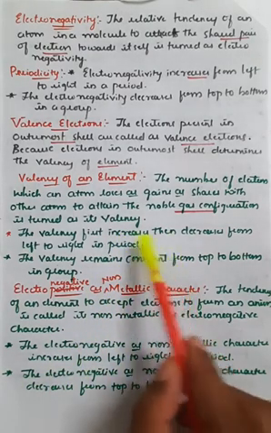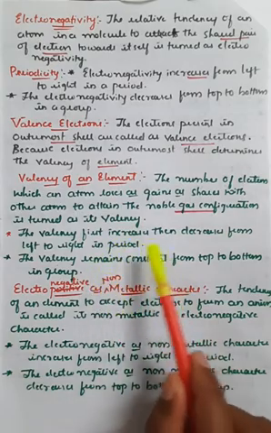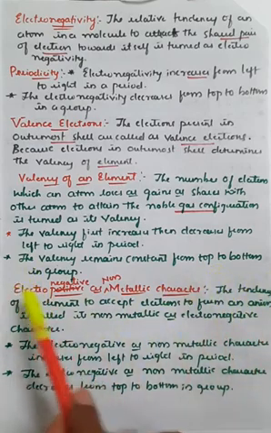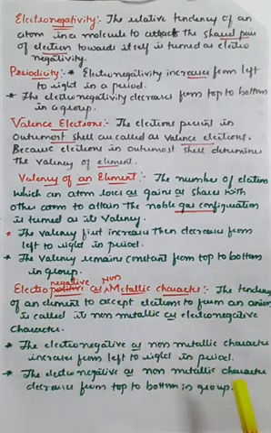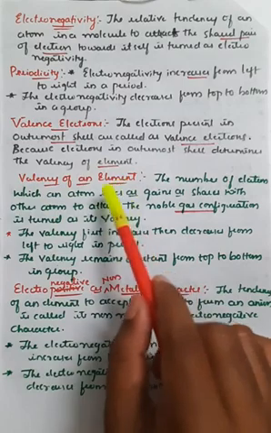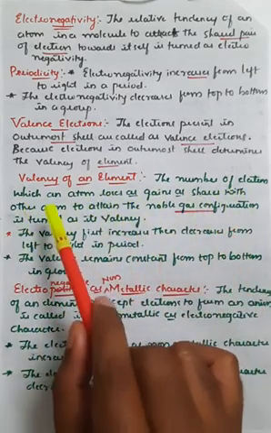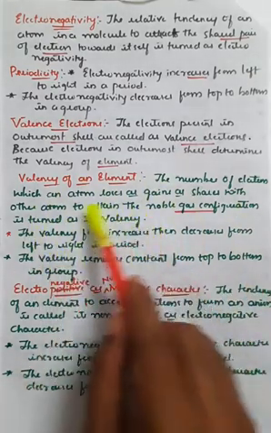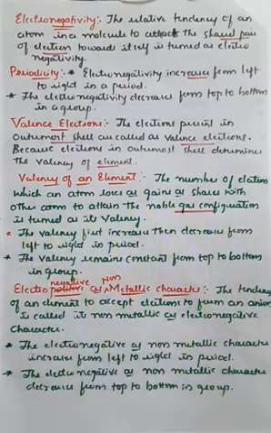And the valency remains constant from top to bottom in a group. Whenever you go from top to bottom in groups, the valency remains constant. So the valency of an element is the number of electrons which an atom loses, gains or shares with another atom to attain the noble gas configuration.